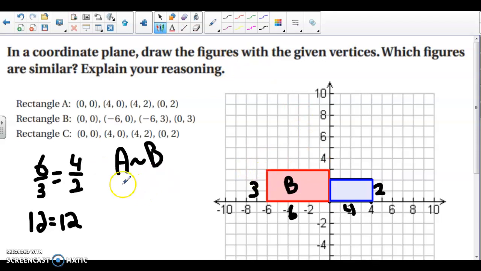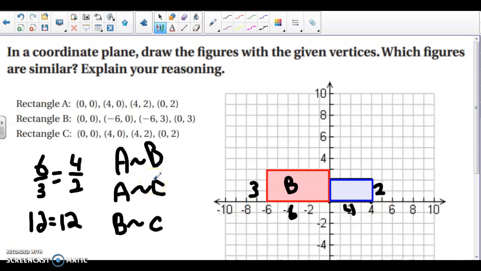So A is also similar to C, and since A is similar to B and A is similar to C, that means that B is going to be similar to C. So they're actually all similar to each other. A and B and C are similar because their ratios are proportional, and then A and C are similar because they're the same exact rectangle.